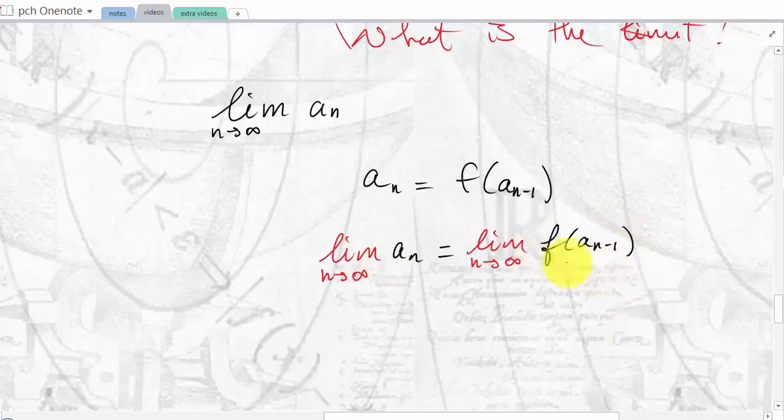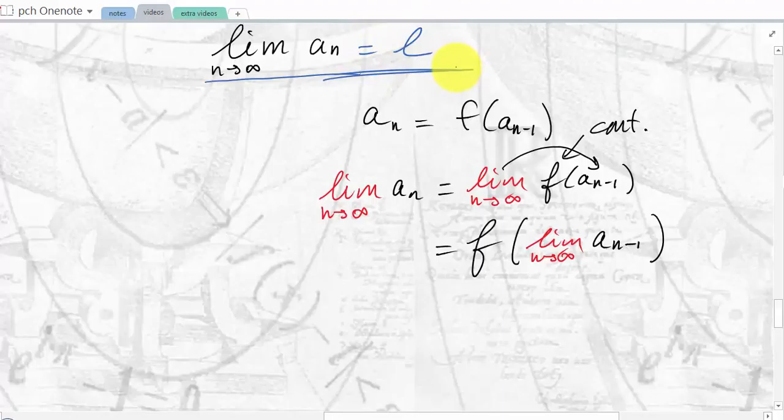Okay? Now, f will be a continuous function. I'm going into some details here that you really don't need. F will be a continuous function. Therefore, the limit on the continuous function can go inside. So the right side, I can write as f of the limit as n approaches infinity of a sub n minus 1. Now, the big assumption here is that the limit as n approaches infinity of a sub n exists, so let's call it L.